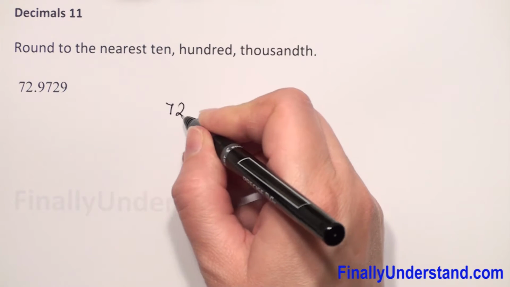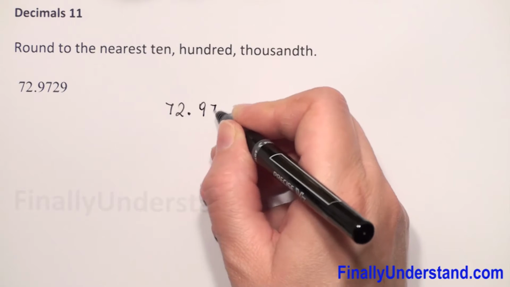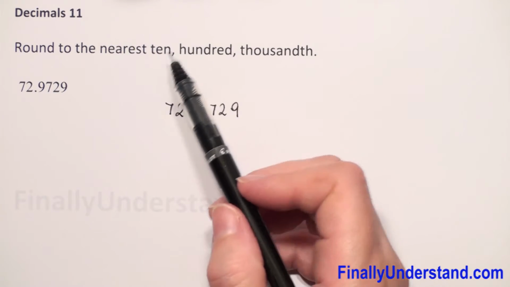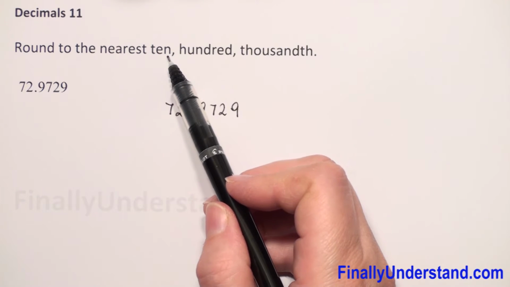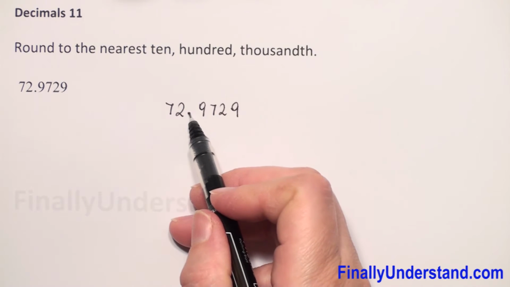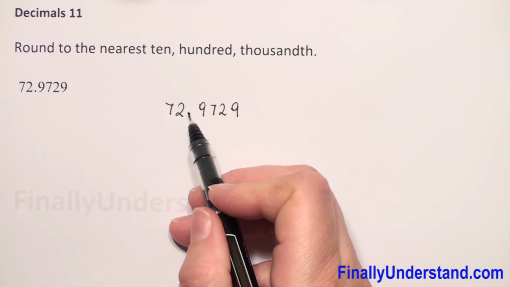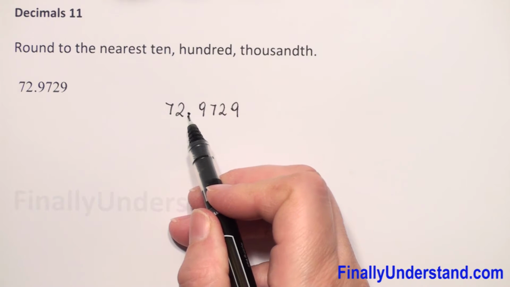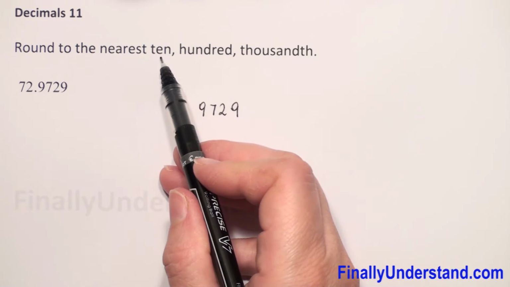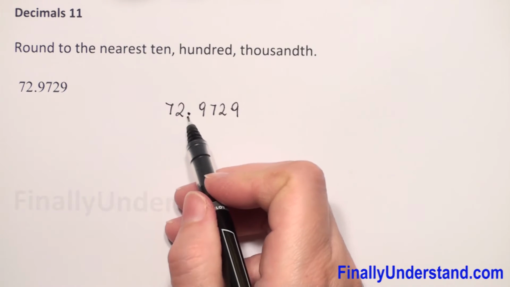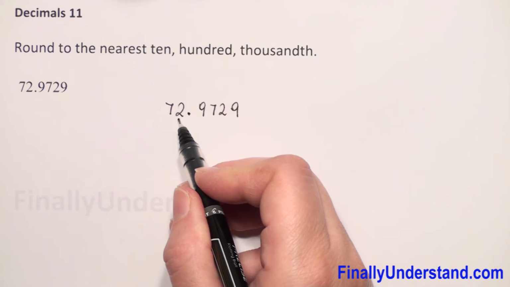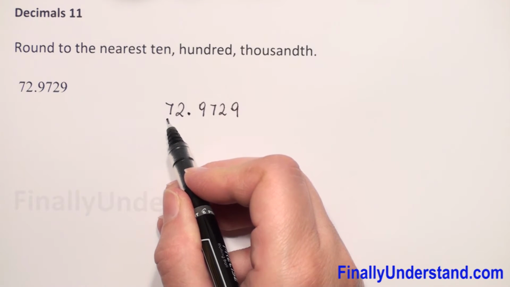We have 72.9729. First we have to round to the nearest 10. We have N and VH. We don't have TH. It means we have to move from the decimal point to the left. And the decimal point is always between ones and tenths. Because we have 10, we move to the left side. The first digit after the decimal point is ones, next is tenths.